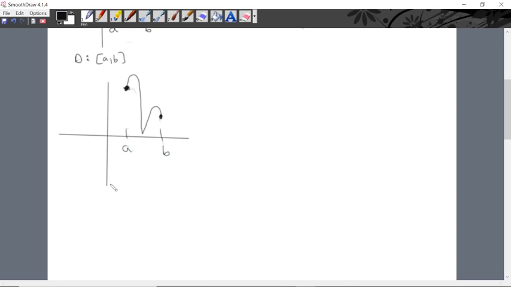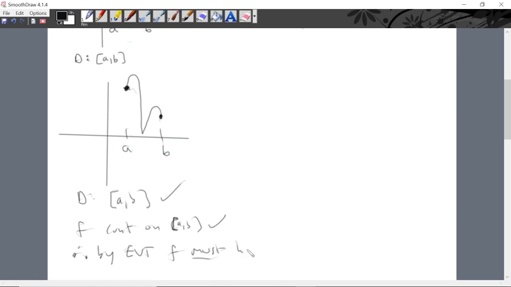Is this function continuous? Yes. What's the domain? Is it closed? Yes. Is f continuous on that closed interval? Yes. Therefore, by the extreme value theorem, f must have both an absolute max and an absolute min. Let's see where they are. Let's see, red on this one, or sort of an orange right there.